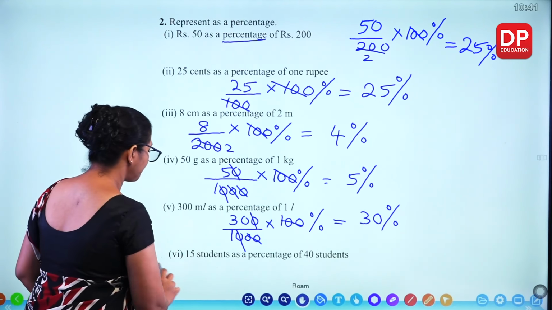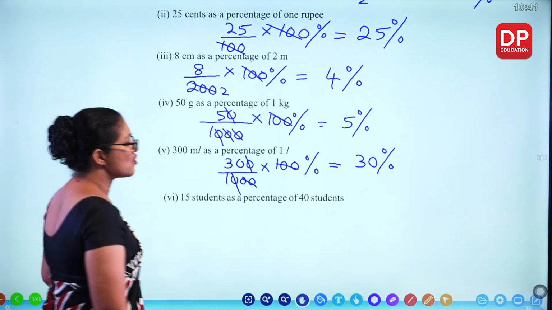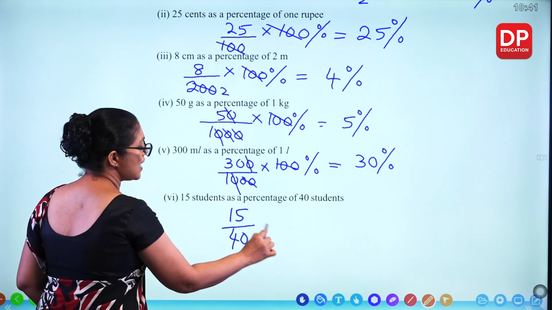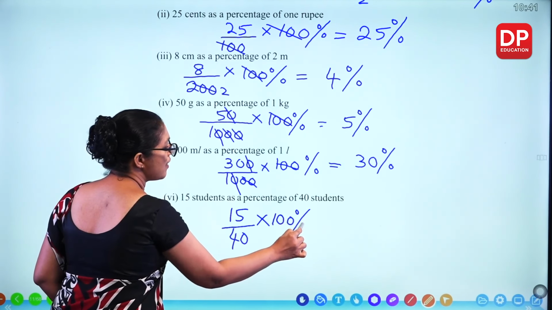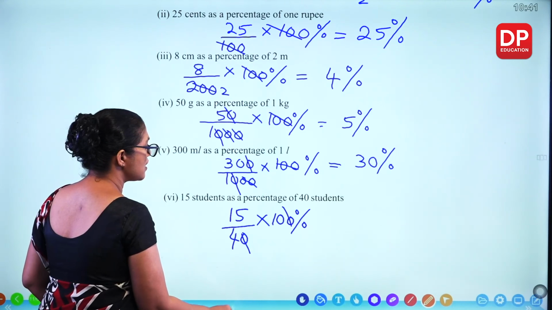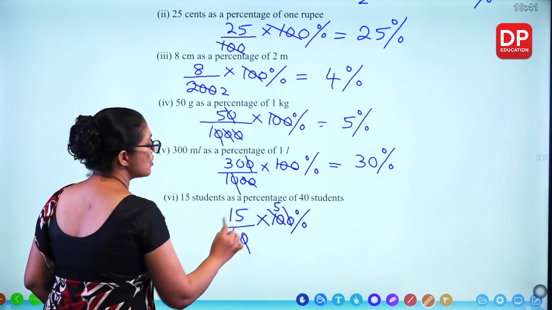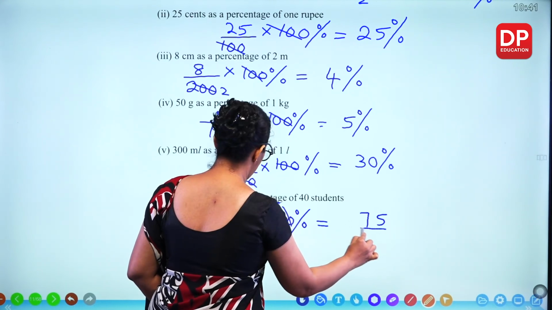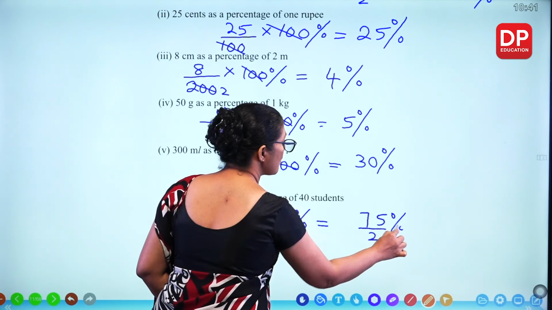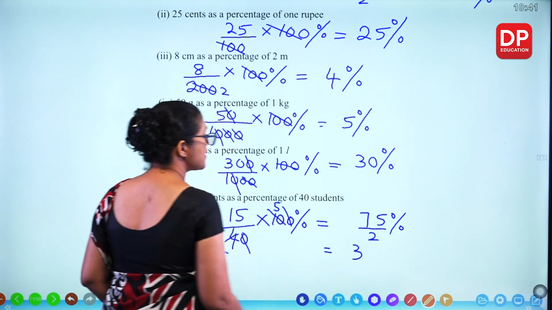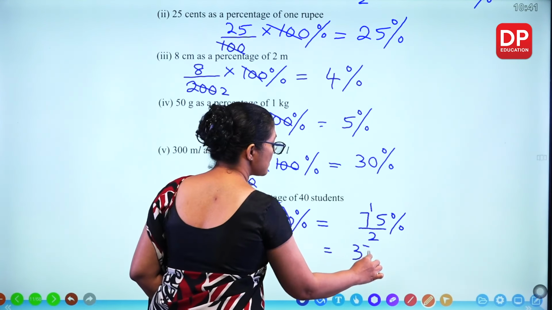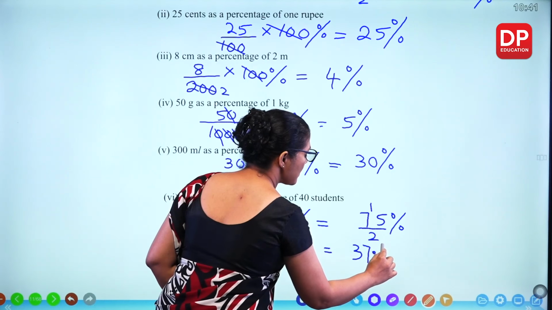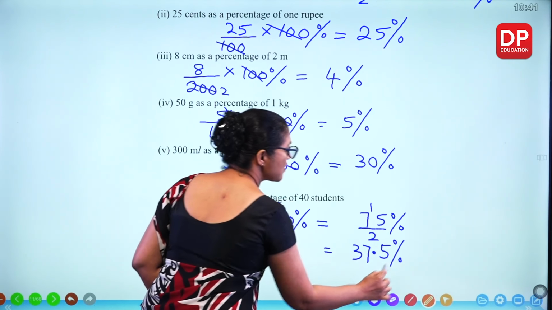Last one. 15 students as a percentage of 40. So 15 out of 40 as a percentage, you multiply by 100. 0 gets cancelled out. You get 2 times 5, 2 times 2. 15 times 5 is 75. Divide by 2. You get 37 and a half, or you can write it as 37.5 as the decimal answer.